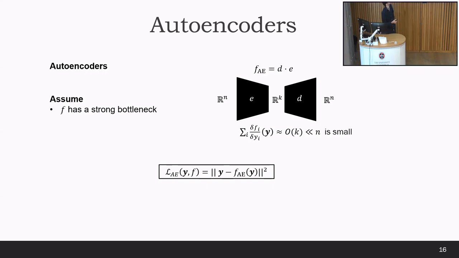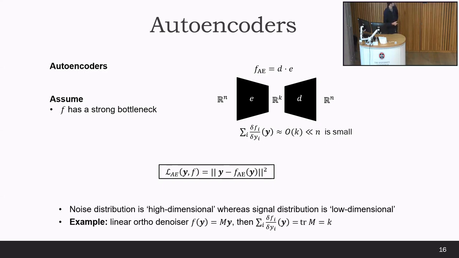Looking at it from the perspective we have been taking, this is kind of saying that the divergence of the function should be small, because if it has a strong bottleneck and a controlled Lipschitz constant, its divergence will be small. So again, if the divergence is small, we can just train on measurement consistency. And the idea is that the noise distribution is high dimensional. It cannot go through the bottleneck, so it cannot propagate to the output.